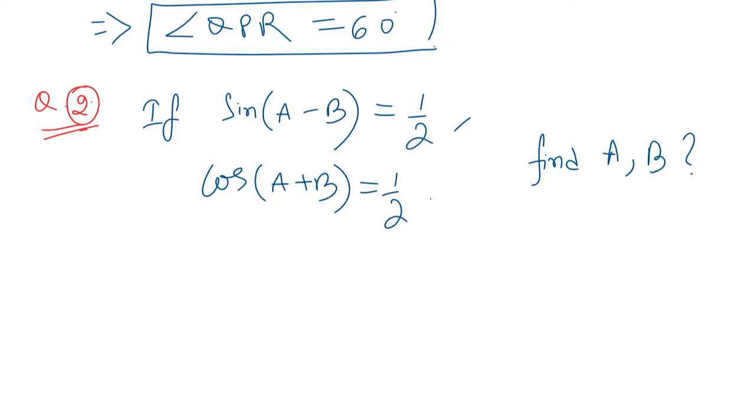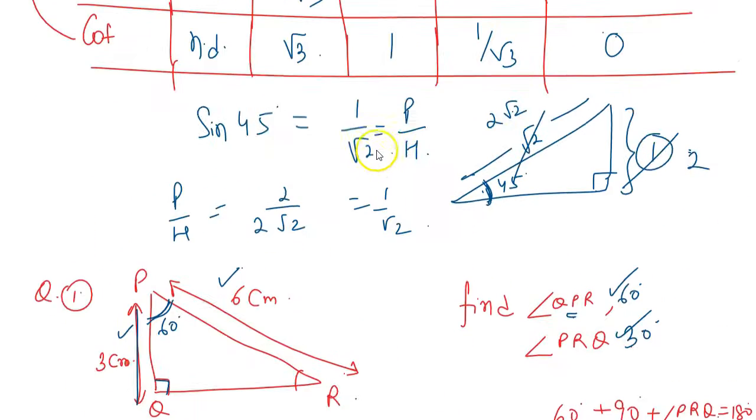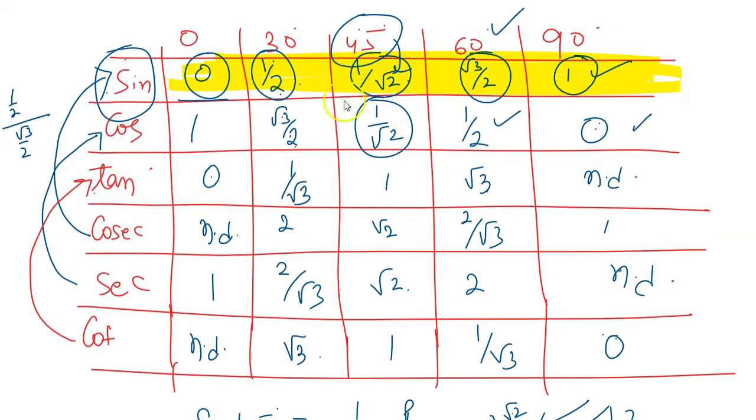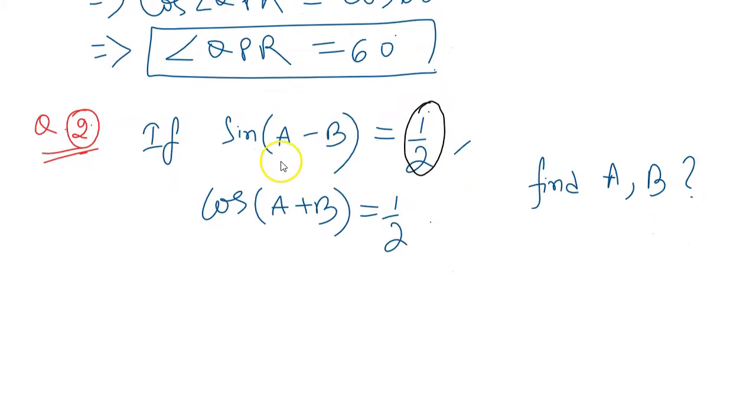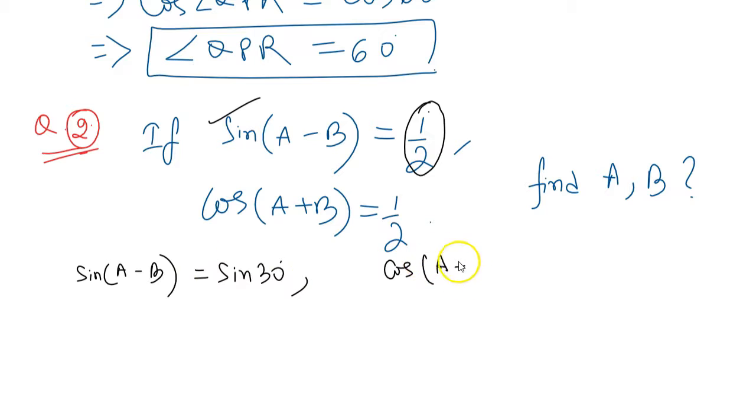This is again a super easy question, guys. For what angle do we have the value for sine as 1 by 2? Look at the table, guys. You have to remember this table. You will not be given this table in the exam. So it is 30 degree. Sine 30 degree is 1 by 2. So from the first statement, sine (A minus B) is sine 30 degree. Similarly, we can look at the table and say cos (A plus B) is cos 60 degree.